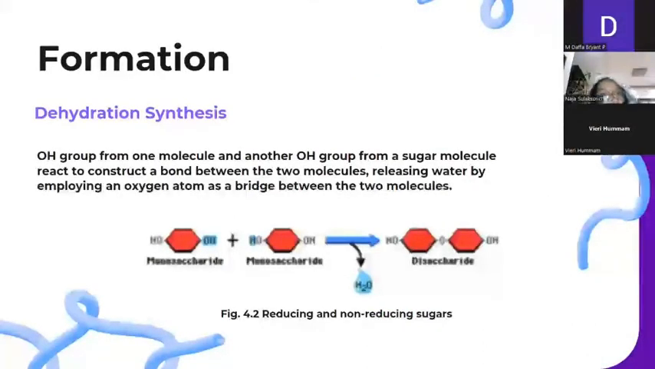Okay, so this is the formation process, which is called dehydration synthesis. The hydroxyl group from one molecule and another hydroxyl group from a sugar molecule react to construct a bond between the two molecules, releasing water by employing an oxygen atom as a bridge between the two molecules. And here is the example. Next slide.